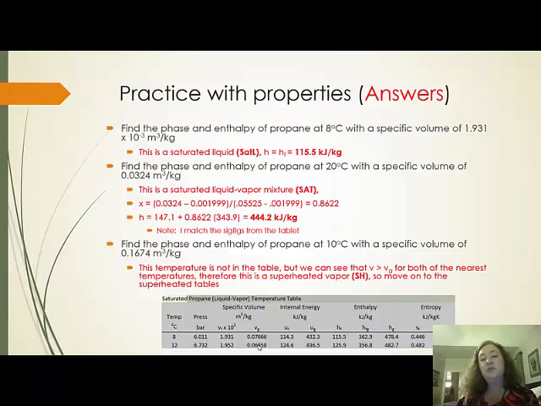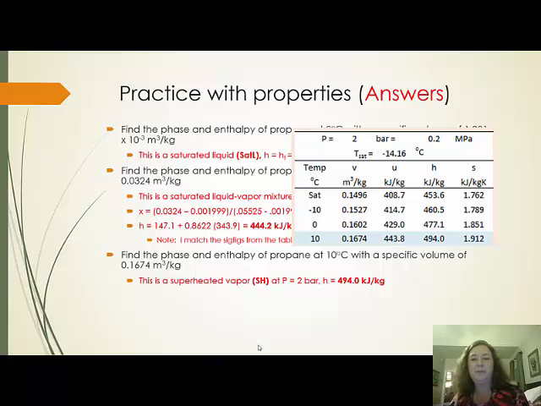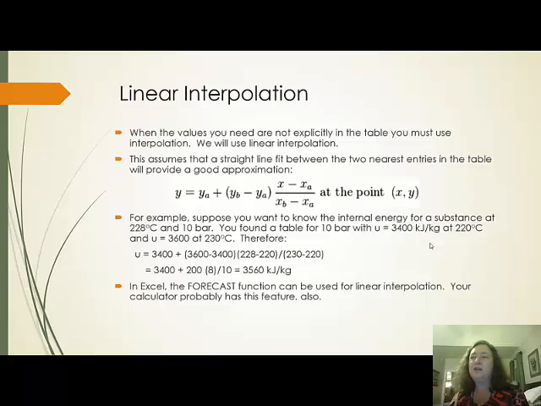So what I want to do is go through the superheated tables for propane at 10 degrees C and scan through there until I find a number that's 0.1674 or very nearby. So what I found is that at 2 bar, the pressure is 2 bar, then at 10 degrees, V is 0.1674, and so therefore H is 494 kilojoules per kilogram. Now all of these examples, the numbers showed up on the table, okay? When the number isn't explicitly in the table, you're going to have to interpolate.